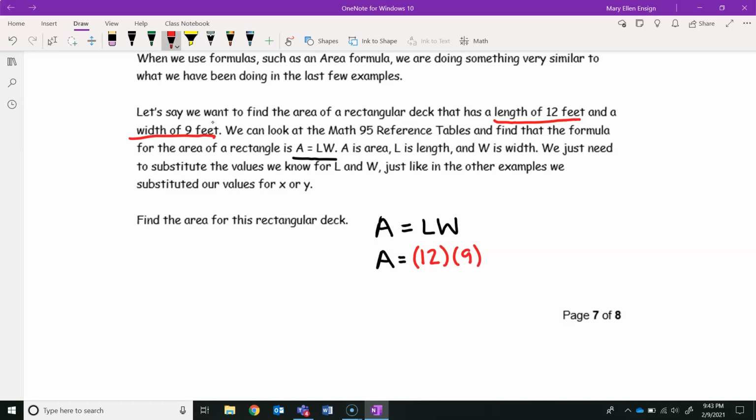Then I just go ahead and multiply those. I just substituted in for each one, just like we did above. So area equals 108, and it's going to be square feet. Remember that from other classes, right? When we have a rectangle like this, the area is the space inside, so we label that with units that are squared, square feet.